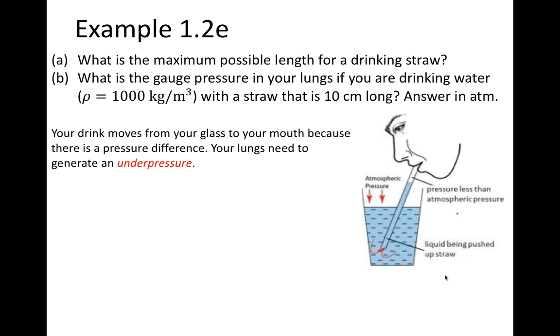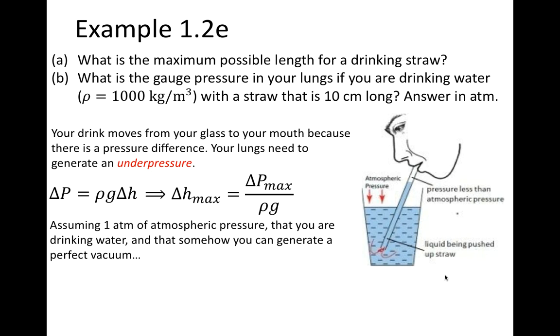The maximum height to which a pressure difference can push a liquid is directly proportional to the pressure difference that your mouth and lungs can generate. We can rearrange the equation for pressure at a depth in a liquid to solve for the maximum possible height to which a pressure difference can lift a liquid. If you assume that a person could maybe generate a near perfect vacuum in their mouth and lungs, then it could cause an underpressure of 1 atmosphere.